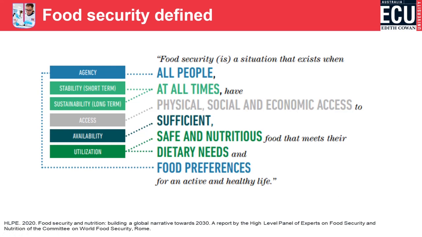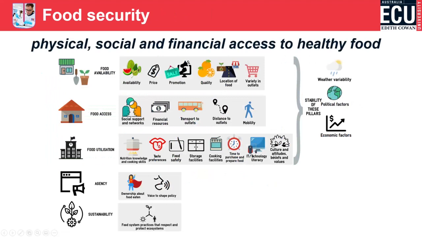Let's start with food security. This is a situation where all people at all times have physical, social, and economic access to food. It needs to be sufficient, so in large enough quantities and quality, so nutritious, that meets their dietary needs and food preferences. Food security is underpinned by 6 different dimensions.